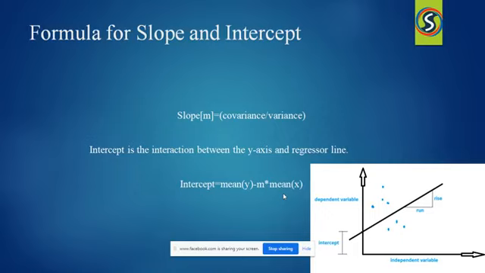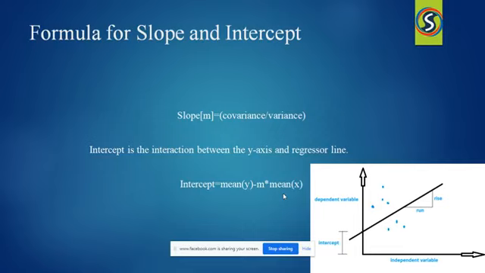To calculate the slope from the covariance and the variance, we divide the covariance by the variance. Then we get the inclination of the regressor line. And come to the intercept. Intercept is the point where the regressor line intersects the y-axis.